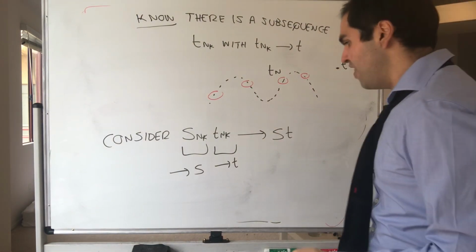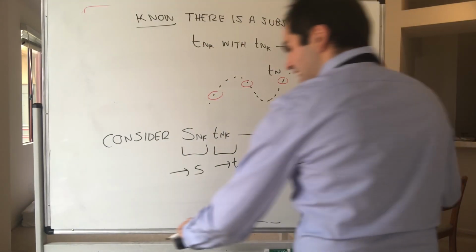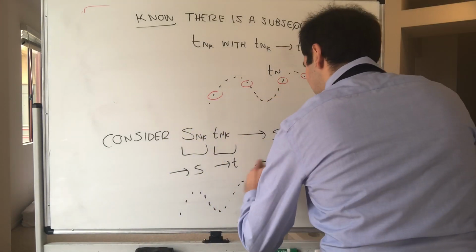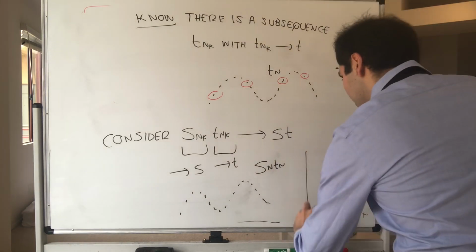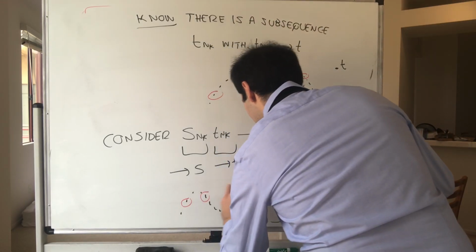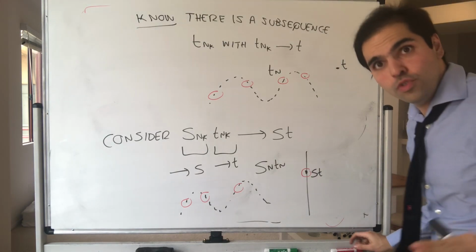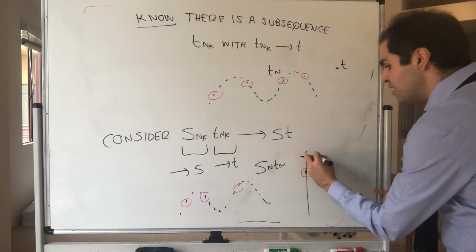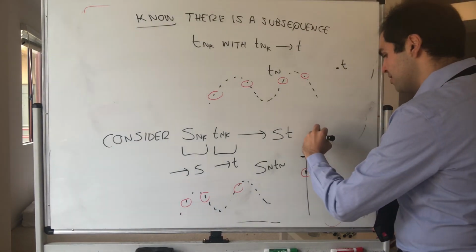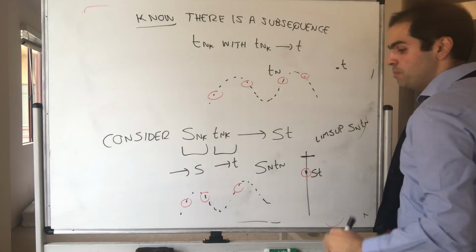So what have we found? We found a subsequence of Sn times Tn, kind of like that. So if you want, this is Sn times Tn. We found a subsequence that converges to ST. Like this. However, remember what the Limsup of Sn times Tn is. It's the biggest possible limit. It's the supremum of all the limit points. So in fact, the Limsup of Sn times Tn must be bigger than that.